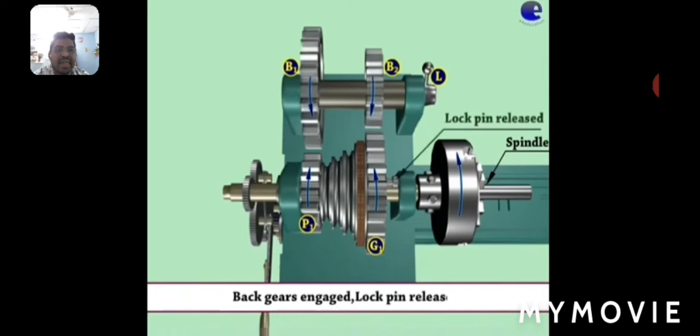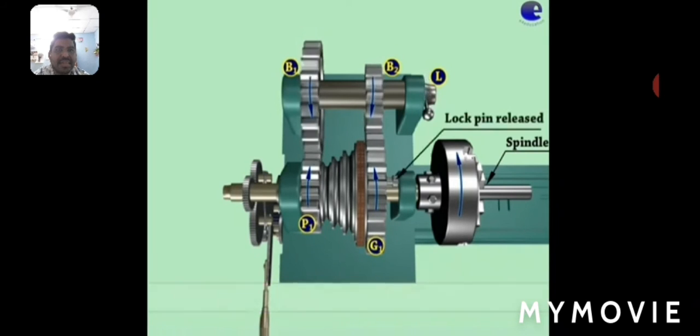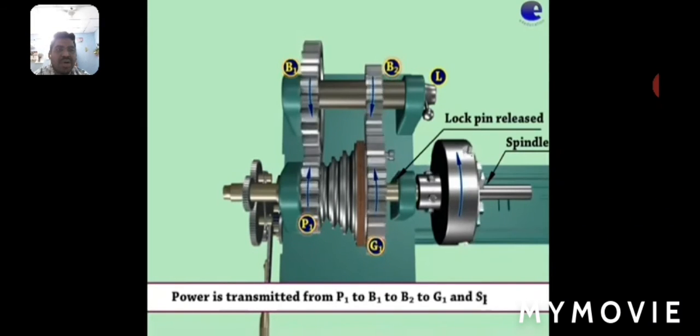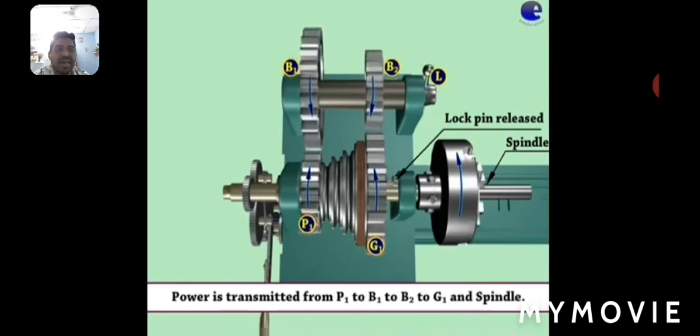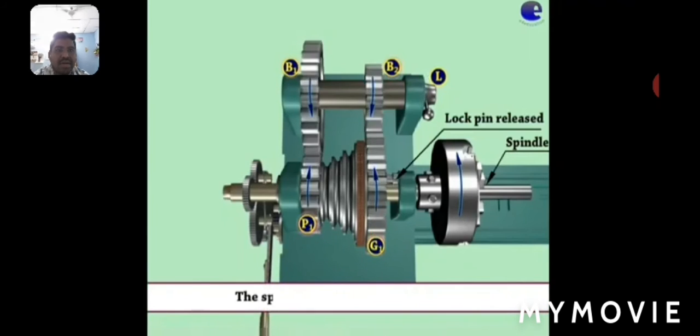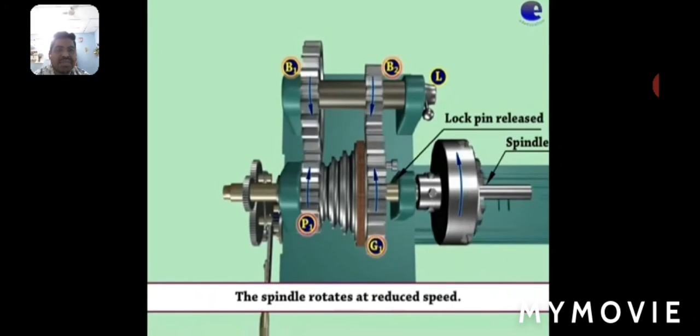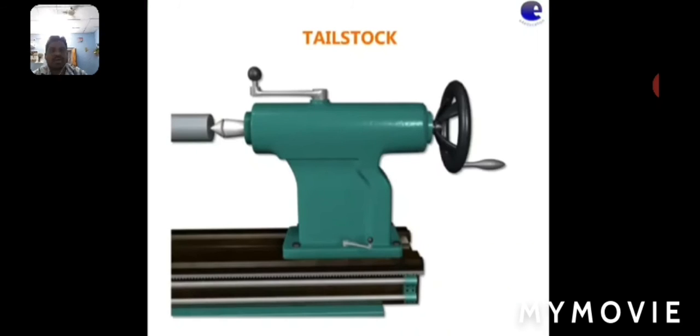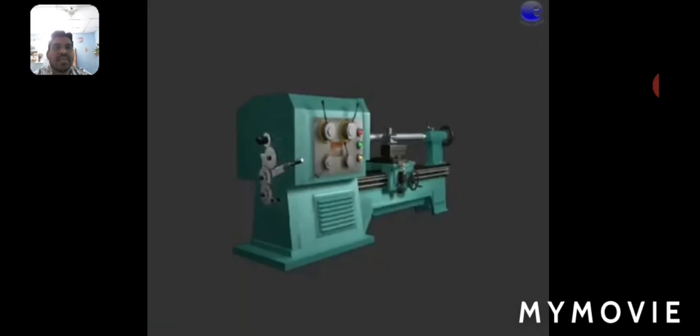So back gear is engaged, lock pin relays. So power is transmitted from P1 to B1, see in the figure, and B2 to G1. Like that, the power will get transmitted. The spindle rotates at the reduced speed. Tailstock, which is also called a dead center.